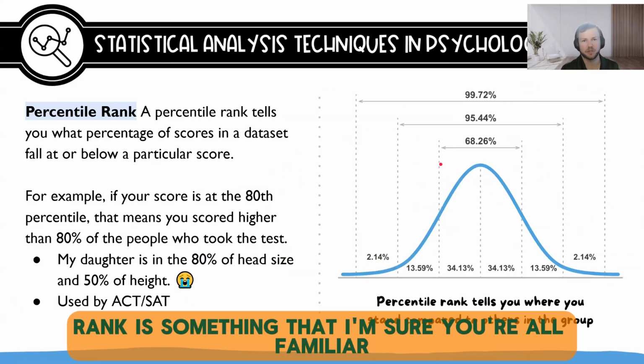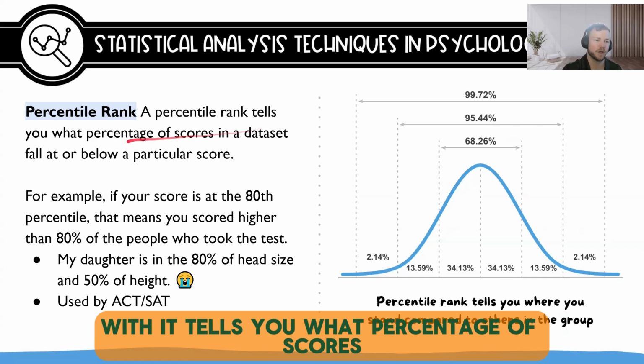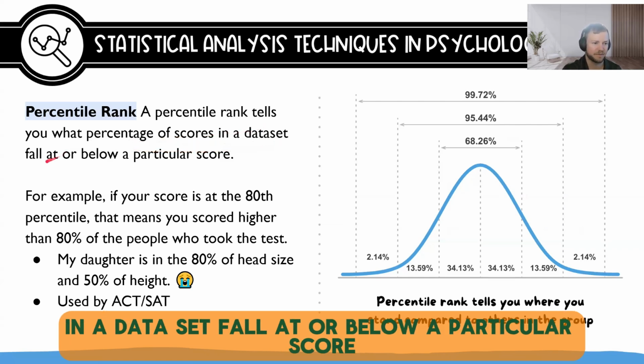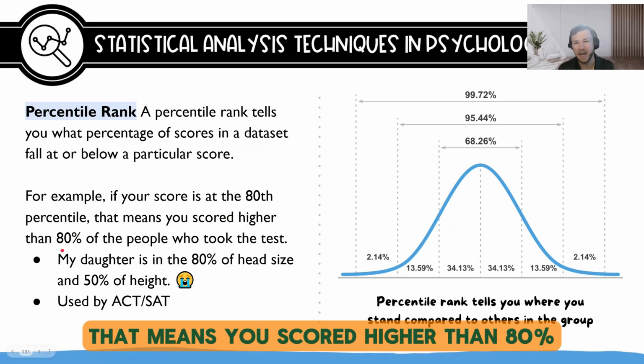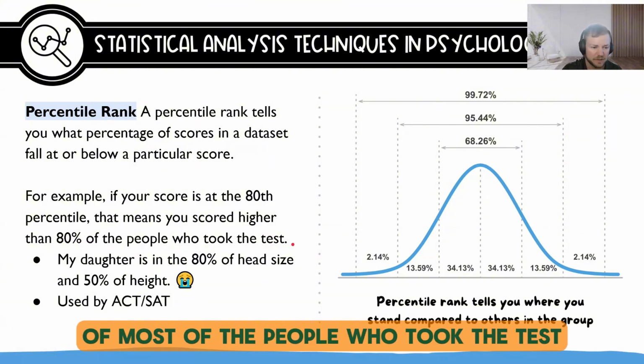Percentile rank is something that I'm sure you're all familiar with. It tells you what percentage of scores in a data set fall at or below a particular score. For example, if your score is the 80th percentile, that means you scored higher than 80% of the people who took the test.